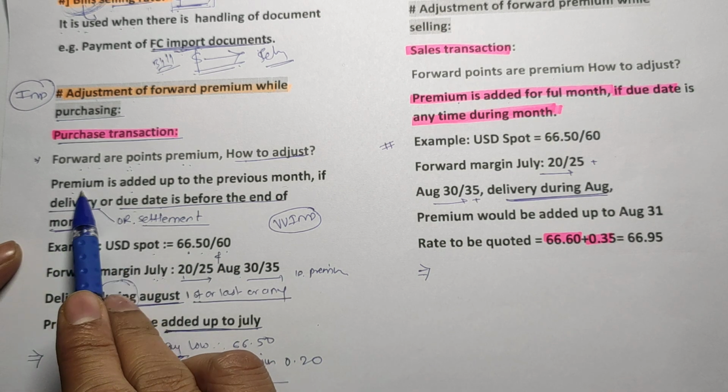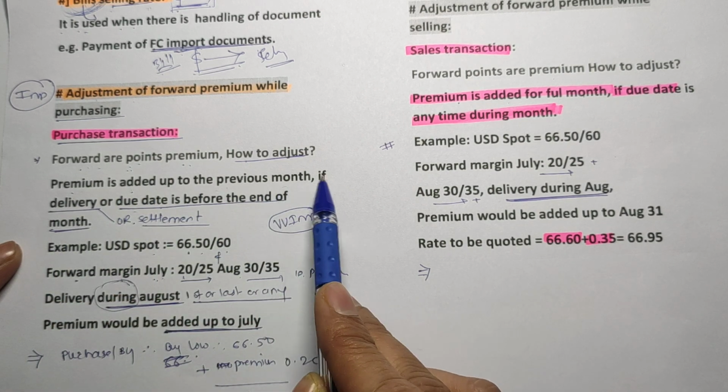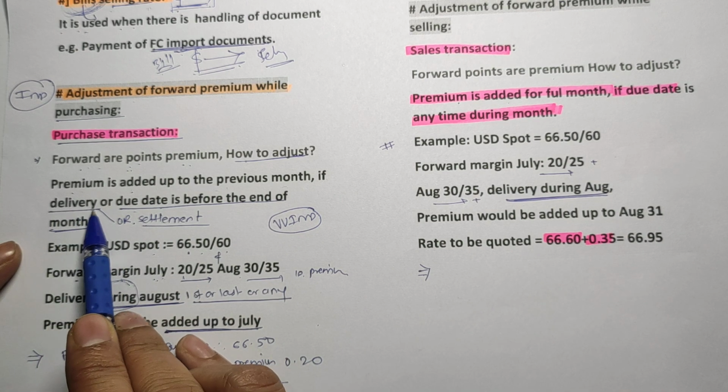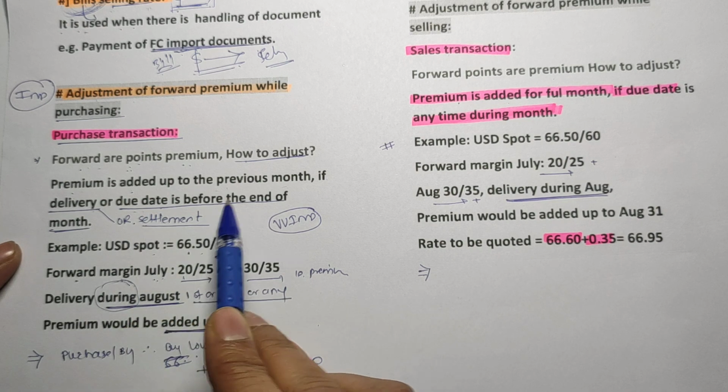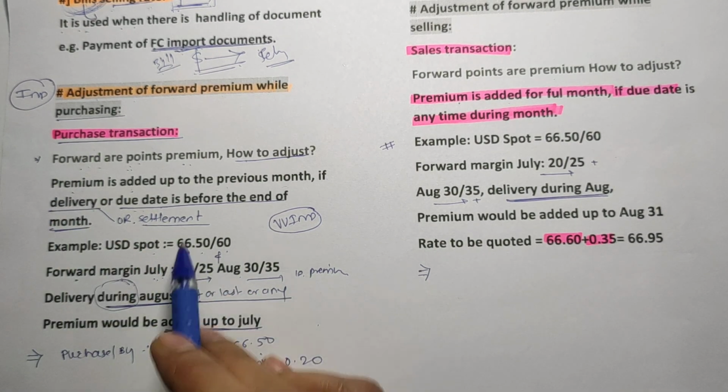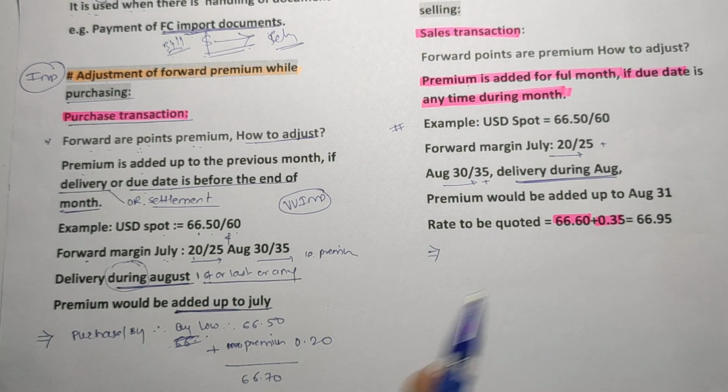So remember, premium is added up to the previous month if the delivery, the settlement, or we can say the final date or due date is before the end of the month. In case of purchase, it is a very simple example; when you go through the numerical, you can easily understand the basic funda.